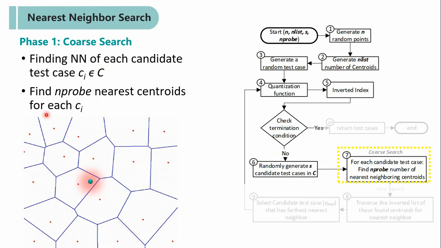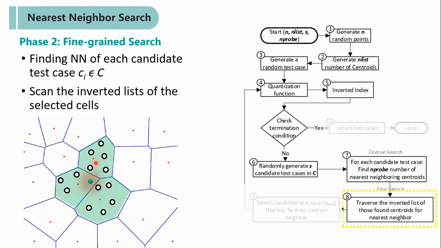So if N probe is 3, it means not only this cell, it will also find this cell and its centroid, and also this cell and centroid. Why is this parameter necessary? Because sometimes the nearest neighbor of this candidate may lie in another cell. So in the next step, the fine-grained search, we go further down into these cells and calculate the distance of this candidate test case with all the test cases that lie within those regions.